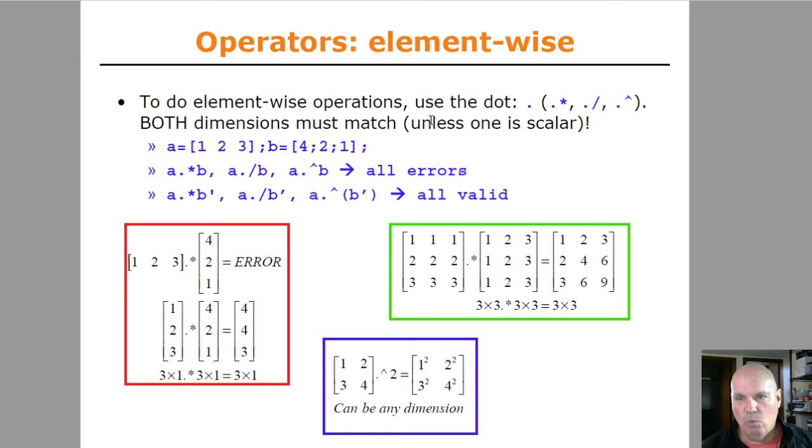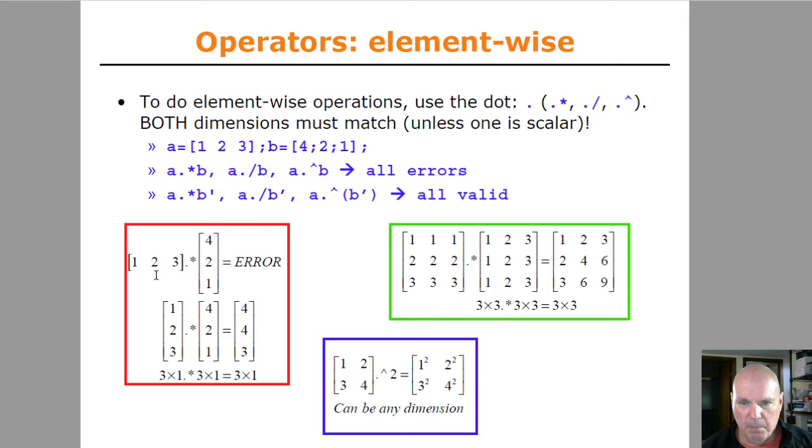To do element-wise operations, to add all of the elements in one matrix to all of the elements in another matrix, or rather multiply them, matrix addition does that automatically. But to multiply all the elements in one matrix by all the elements in another, use dot asterisk instead of asterisk. A regular asterisk tries to do a matrix multiplication. A regular division actually would multiply the matrix on the left by the inverse of the matrix on the right. But if you use dot slash, it will divide every element.